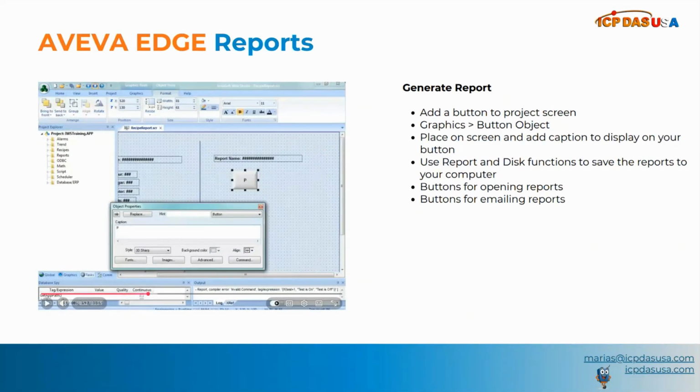You can make a button on your screen for generating the report by going to the Graphics tab at the top of the screen and clicking the button object. After you place it on your screen, you can add a caption that will be displayed on the button. Buttons for opening and emailing reports are frequently used in SCADA projects.